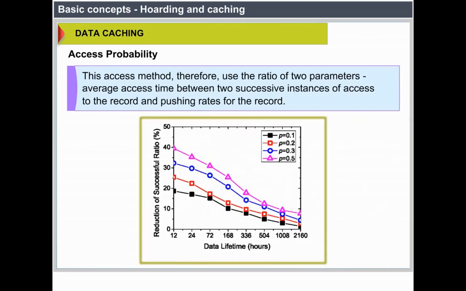This access method therefore uses the ratio of two parameters: the average access time between two successive instances of access to the record, and the pushing rate for the record.